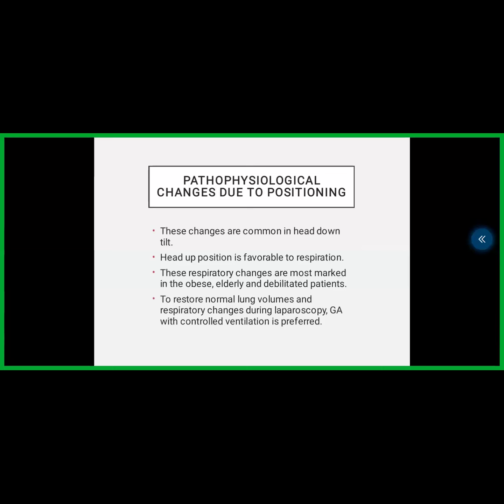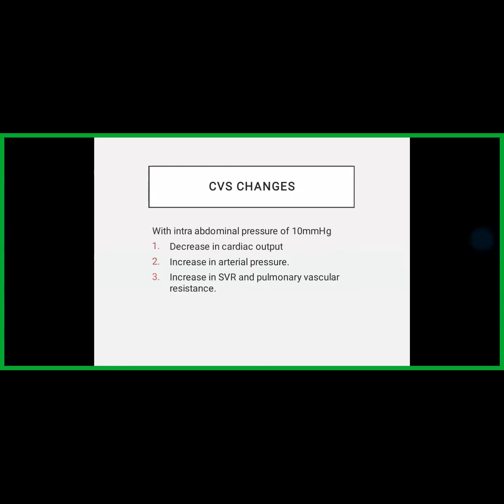These changes are actually common in the head-down position, as I said earlier. The head-up position is actually favorable for respiration. And as we've said earlier, these normal physiological changes can be worse in patients that already have reduced functional residual capacity, such as obese patients, elderly patients, and people that are already debilitated. So to restore the normal lung volumes and respiratory changes during laparoscopy, general anesthesia with controlled ventilation is preferred over regional anesthesia because of this.